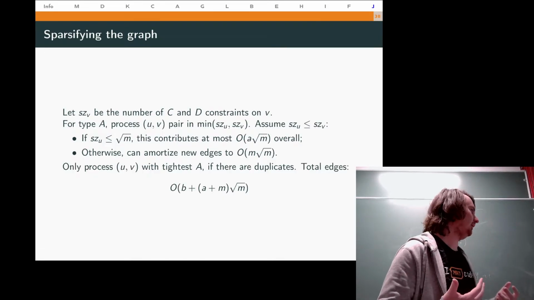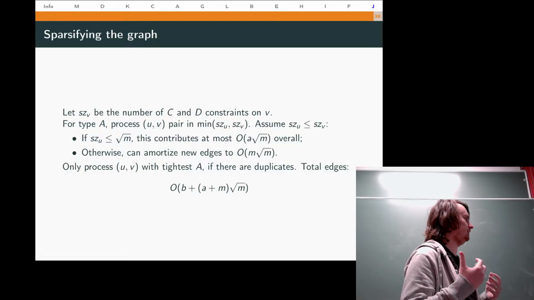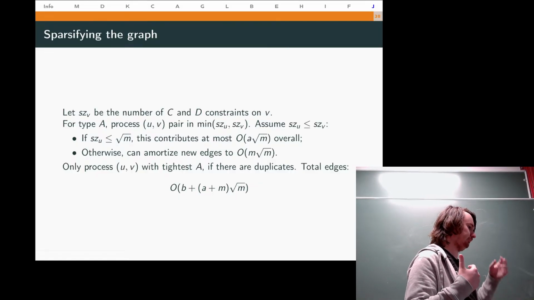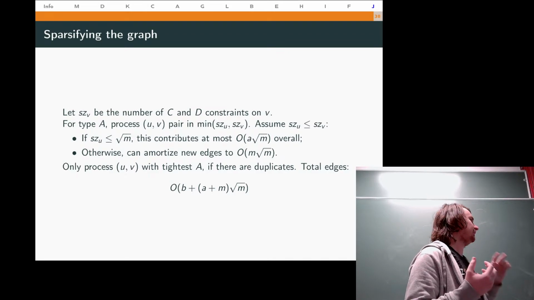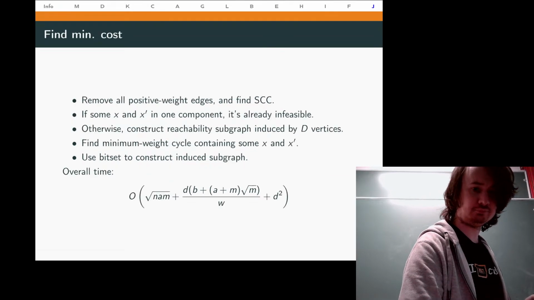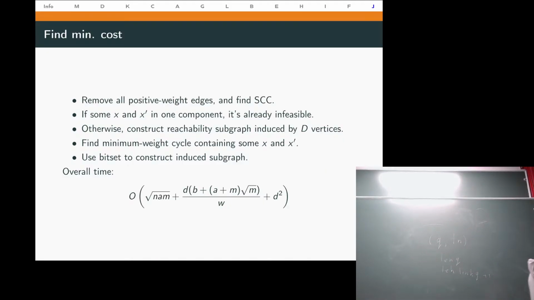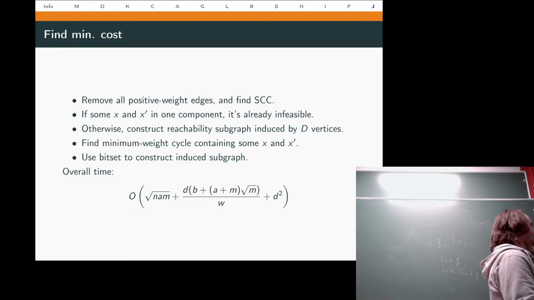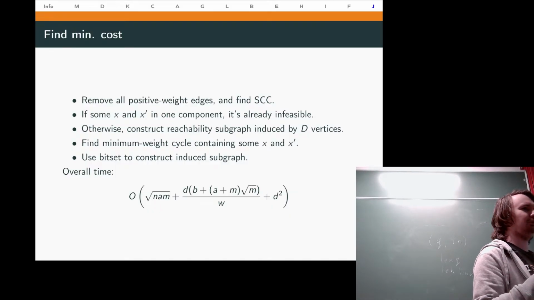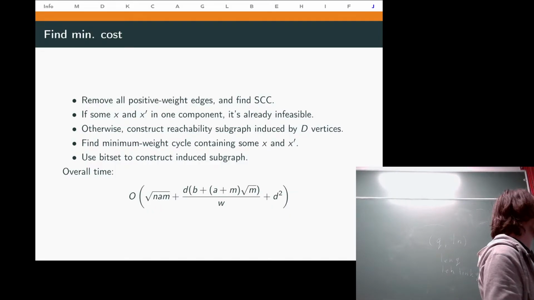And the only issue that we need to resolve now is how to actually find the minimum cost way to make this infeasible. So first of all, let's remove all positive weight edges and find the strongly connected components in the graph after we do this. So we just check if the given constraints are already feasible or not before adding any extra constraints.